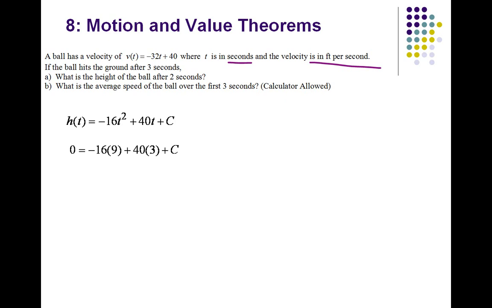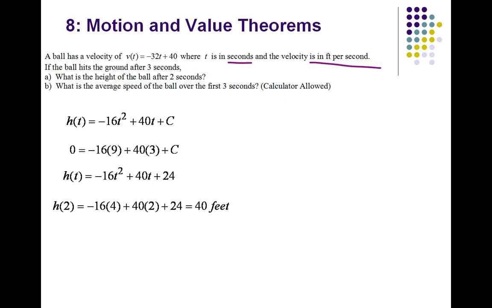If the ball hits the ground after 3 seconds, that means the height equals 0 when t equals 3. So plugging in, I can use this to figure out what c is. If you solve for c here, you're going to find that c equals 24. Now I've got my height equation. So if I want to know the height at 2 seconds, it's a simple plug-in, and I get 40 feet.